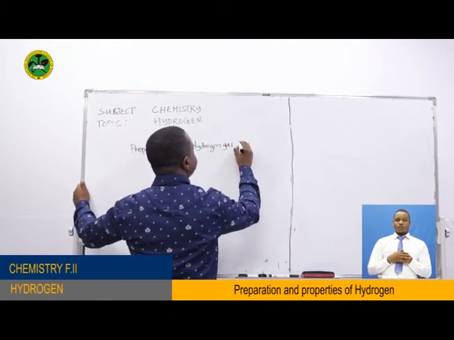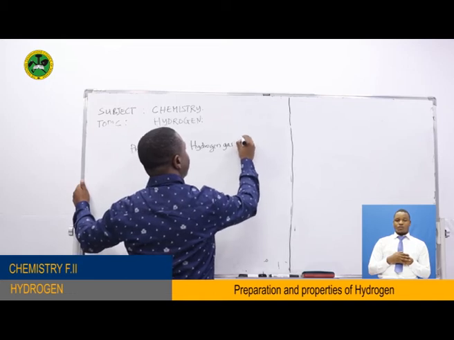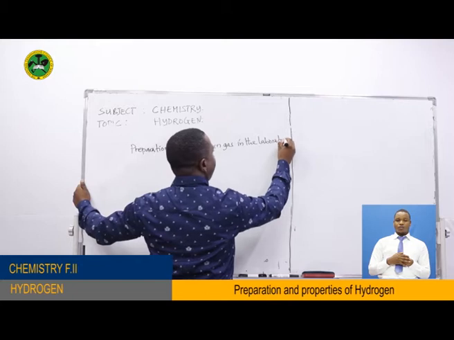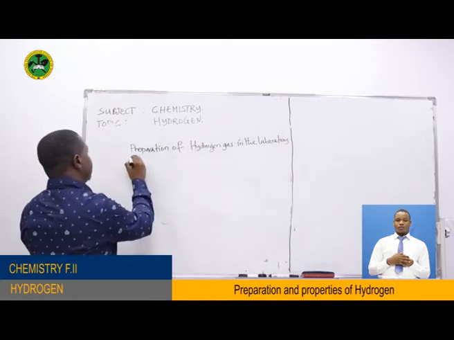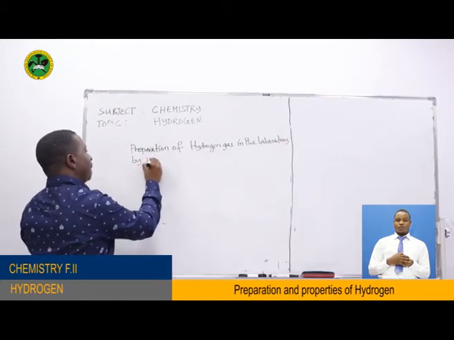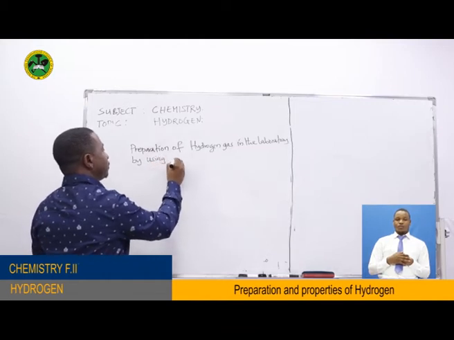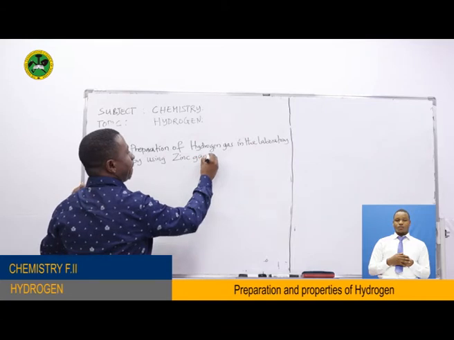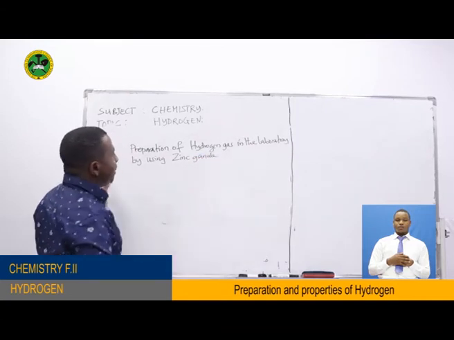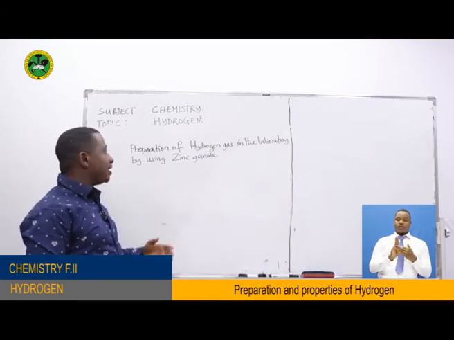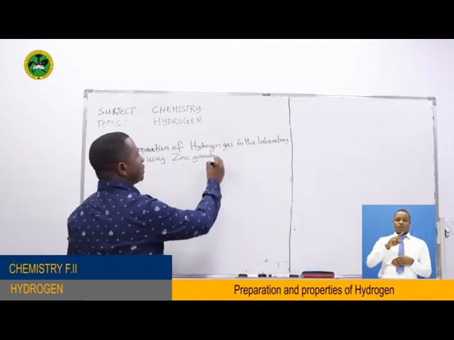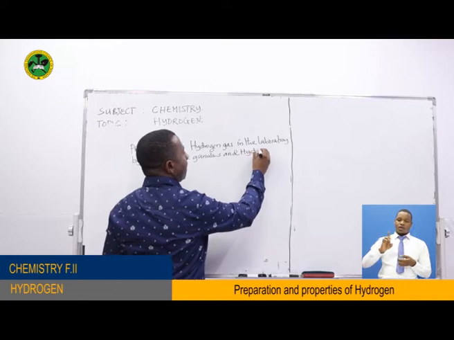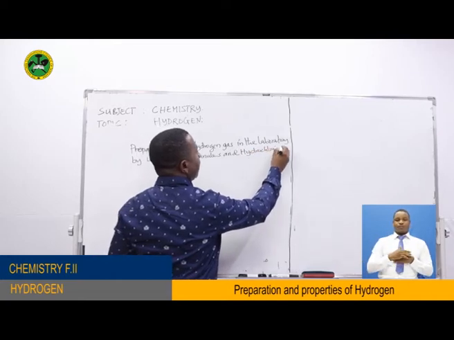Hydrogen gas in the laboratory. Zinc granules. Preparation of hydrogen gas in the laboratory by using zinc granules and hydrochloric acid.